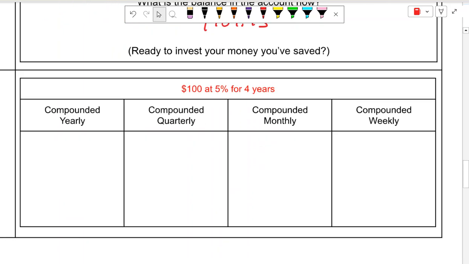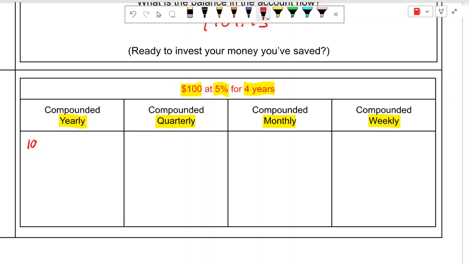This is going to get wild pretty quick, and some of you guys are going to be like, whoa, I want to invest my money today. All right, so this is your principal, this is your rate, and this is your time. And you can see that we're compounding all the way across the board, but there's these different words. We're compounding yearly, then we're compounding quarterly, and then monthly, and then weekly. It's getting more aggressive as we move down the chart. Let's do the first one. We're going to use the short method.